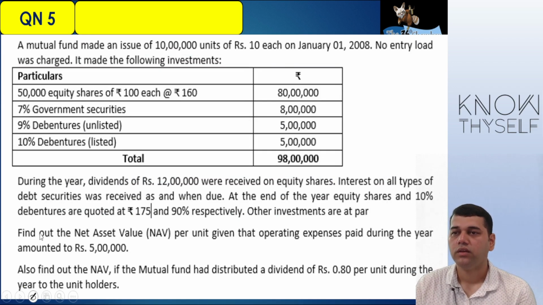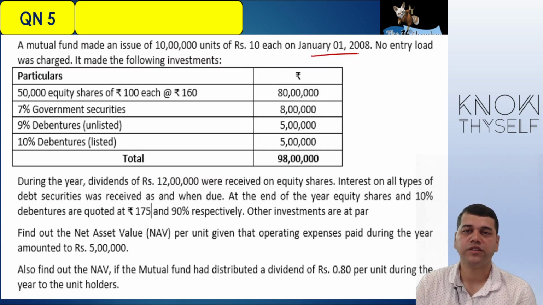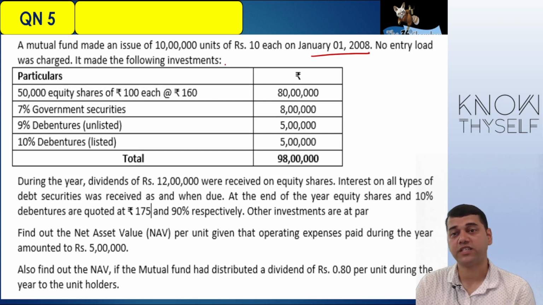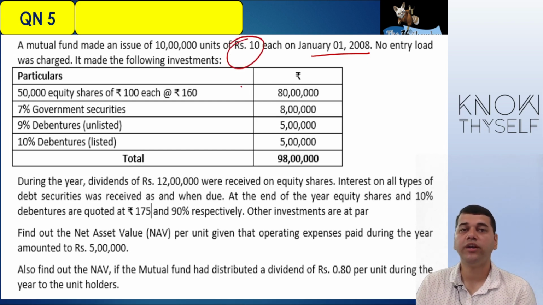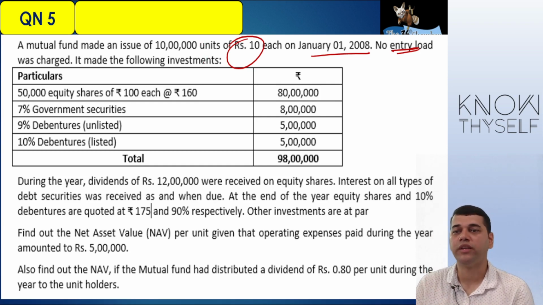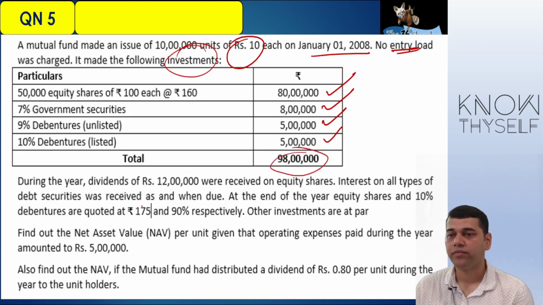Question number 5. A mutual fund made an issue of 10 lakh units at rupees 10 each on 1st of January 2008. Okay, first time you issued at face value. No entry load was charged. That means if everything gets sold, then you will have 1 crore rupees in your hand. Okay, so we are learning of one mutual fund unit from its very birth. Now what happened? It made the following investment. That means it must have collected that full money. All 10 lakh units must have been issued. So they invested in some equity shares, government security, debentures of unlisted company, debentures of some listed company. So total 98 lakh invested, 2 lakh rupees remain in their hand. During the year, a dividend of 12 lakh rupees was received on the equity shares.